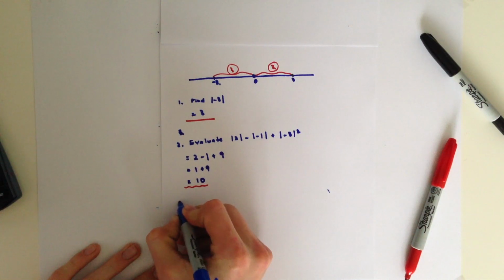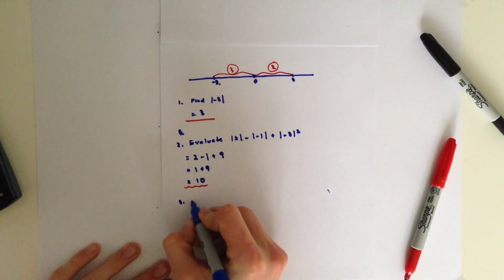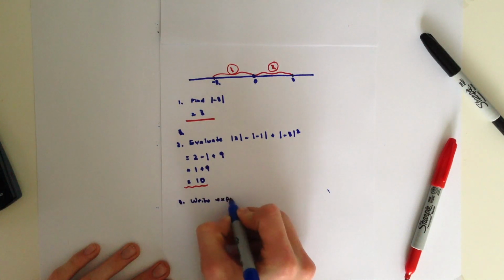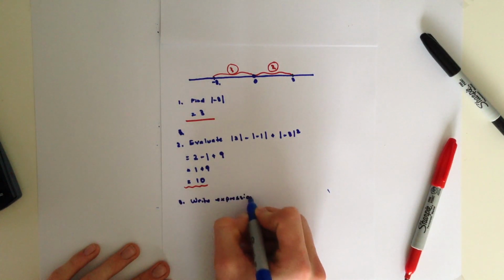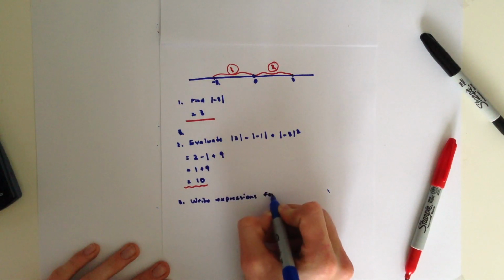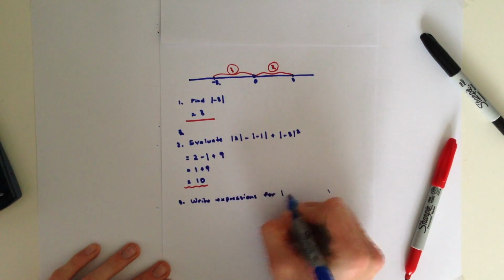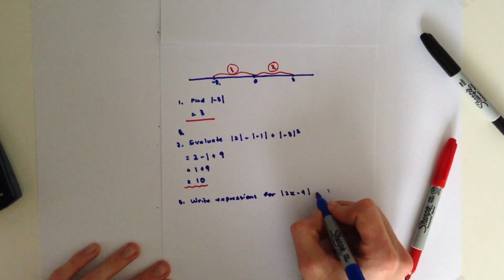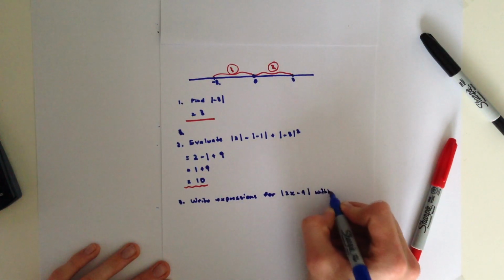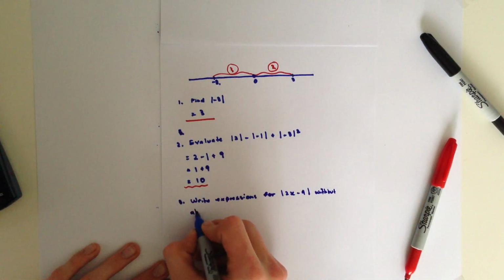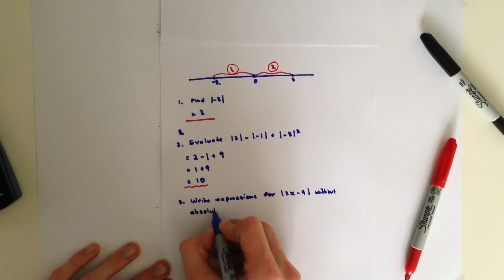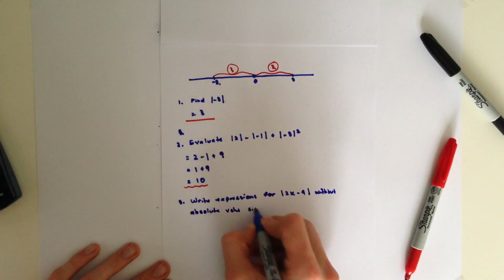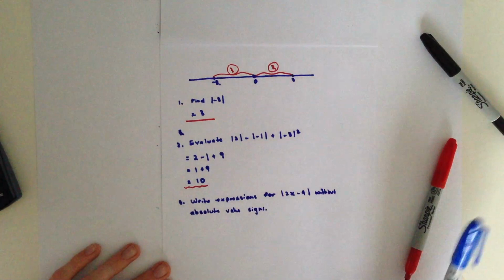I'm going to do more of an algebraic one. Write expressions for the absolute value of 2x minus 4 without absolute value signs.